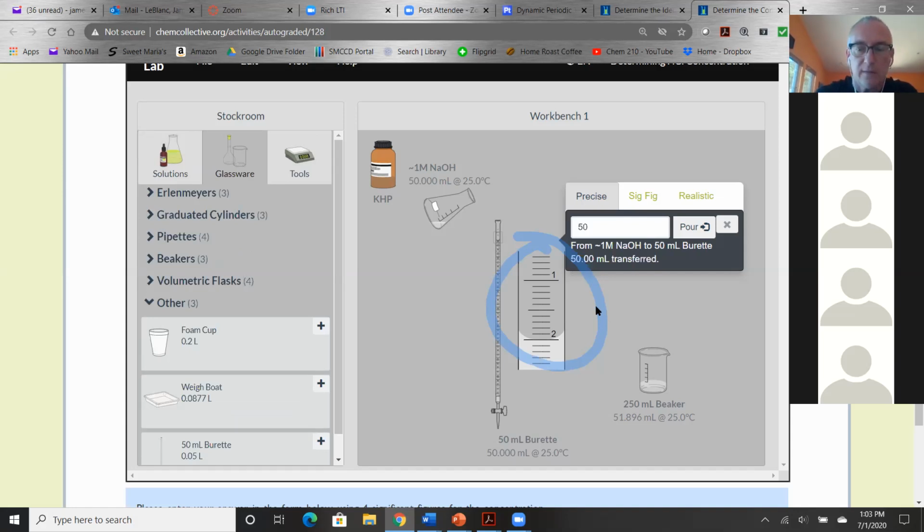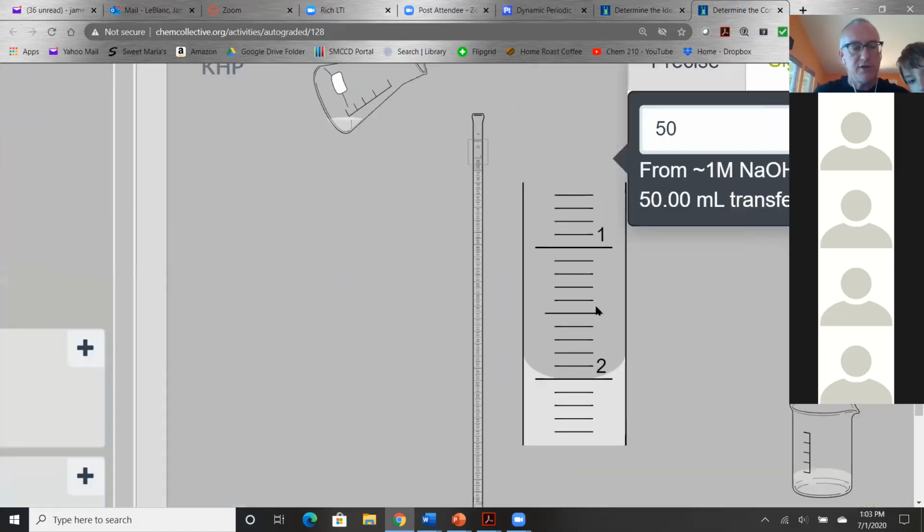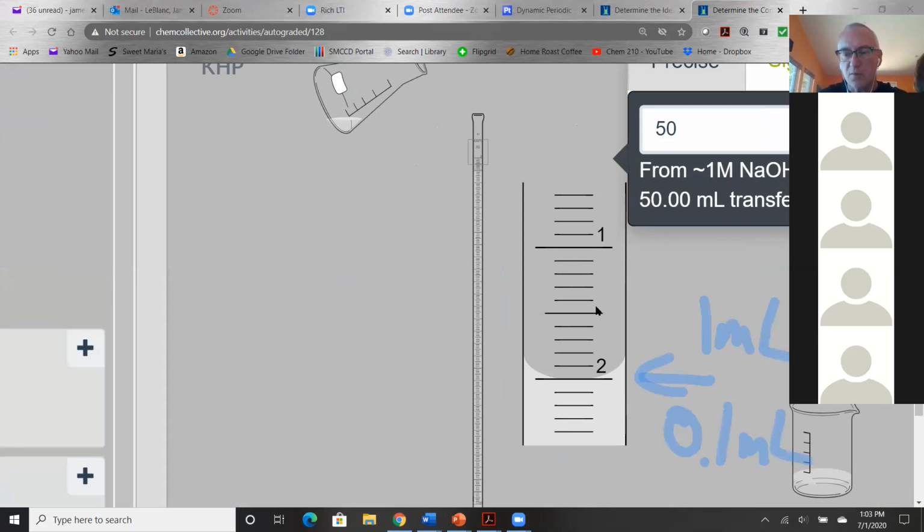So you want to read. Let me just erase that. You want to be able to read, and you can zoom in if you want. Why don't I do that? We can zoom in here. That's better. Yeah, we can zoom in and try and read what that volume is. So basically what I want, each one of those large marks is a mil, 1 ml. And each one of these small marks is 0.1 ml. So what would you call that as a volume?